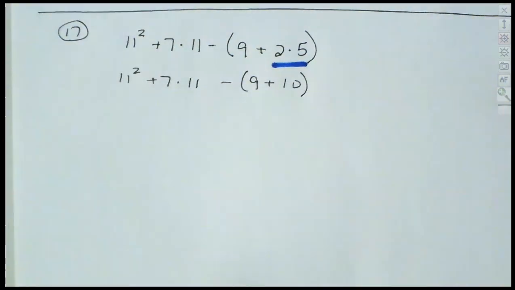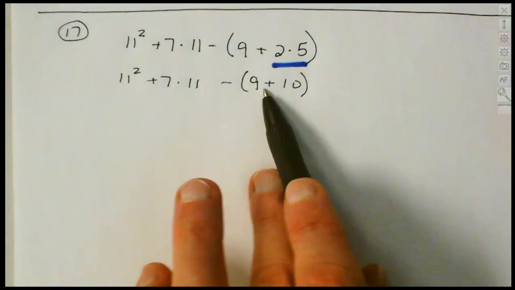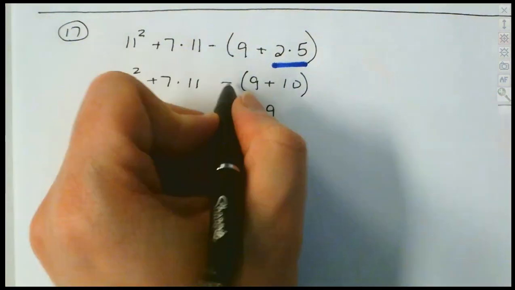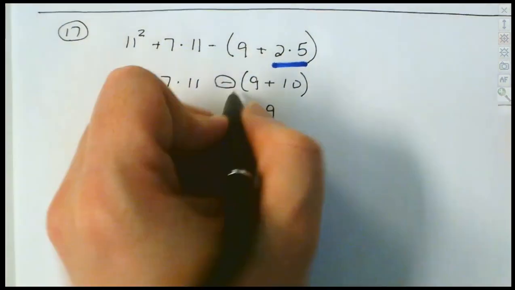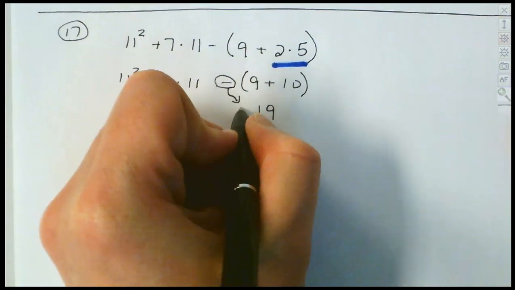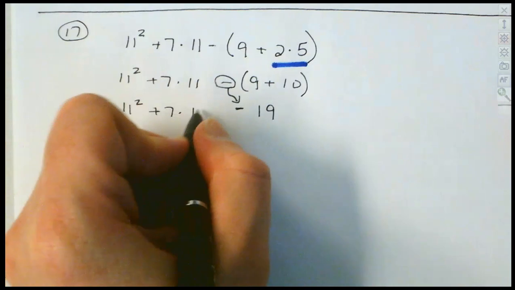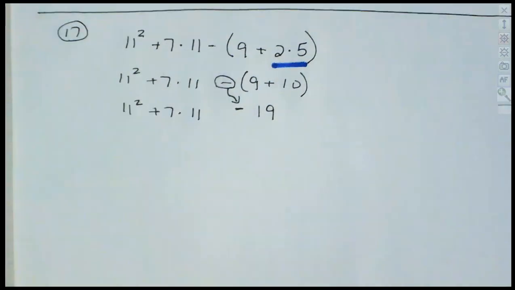And you can skip steps as long as you're careful. I don't mind that at all. Now, what about here? 9 and 10 go together, makes it 19. And what do we still have in front? Negative, so that comes down. Now our parentheses are gone.